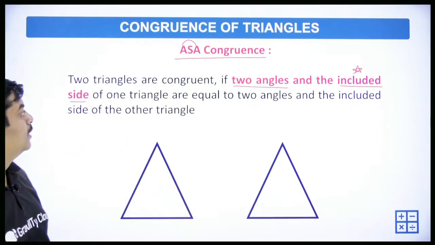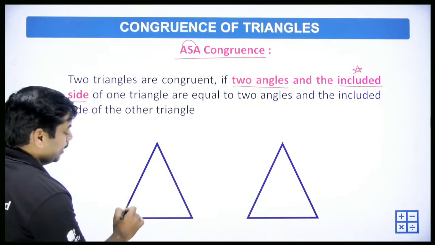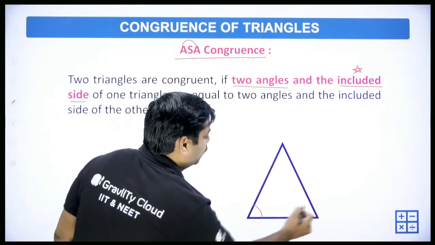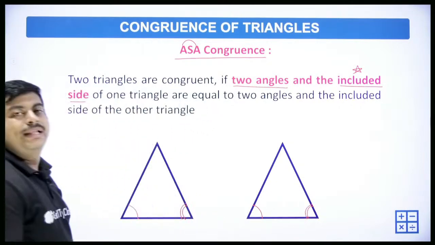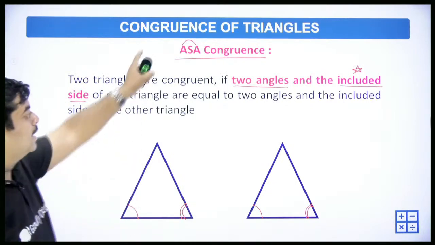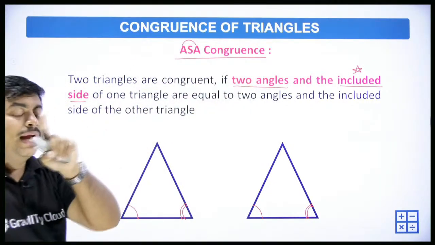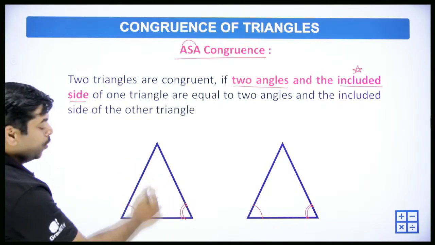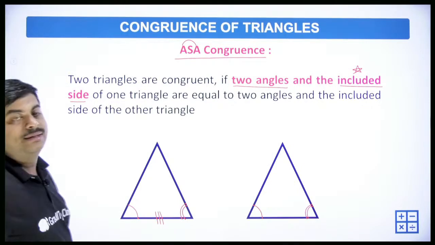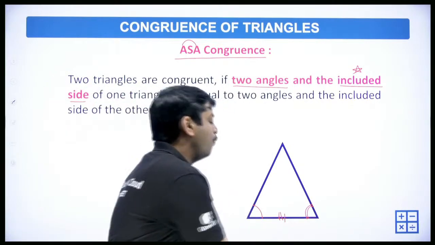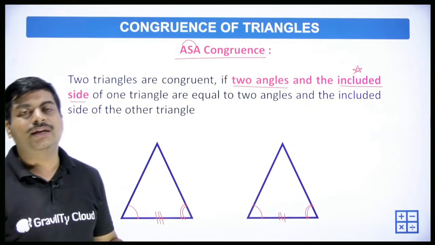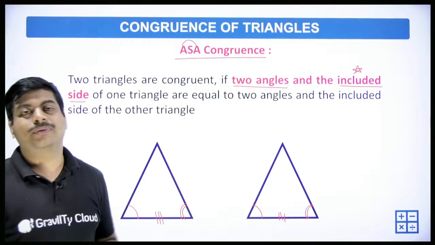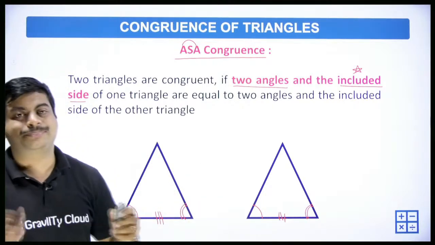So let's try to take two triangles. Let's say these two angles are the same, equal to those two in the other triangle. Two angles and the included side. Included side means this side, not these two sides. Included means between these two angles, we get this line segment, this side. So once these two angles and this side are equal, we can say that the complete triangles are congruent. These two triangles are congruent.